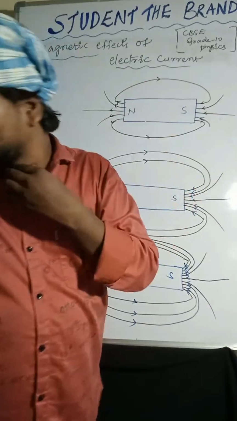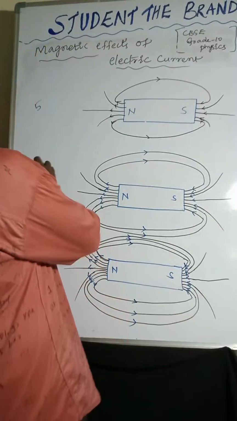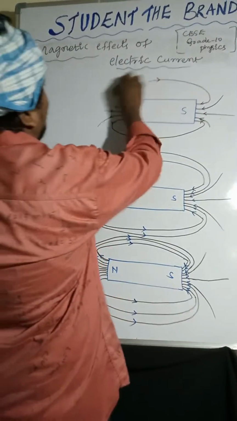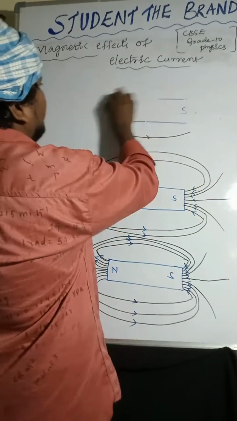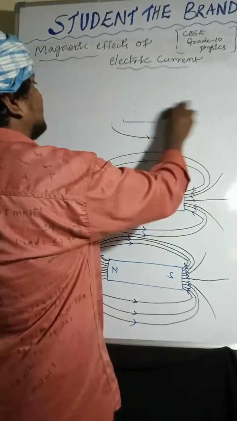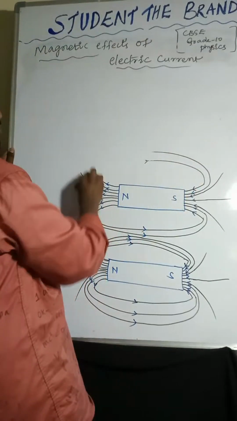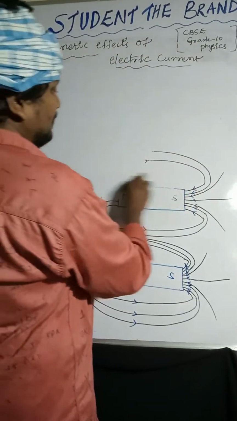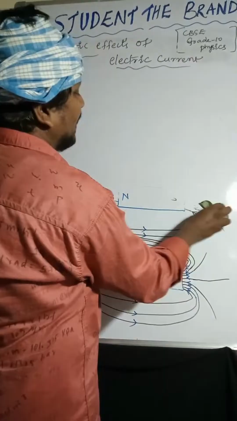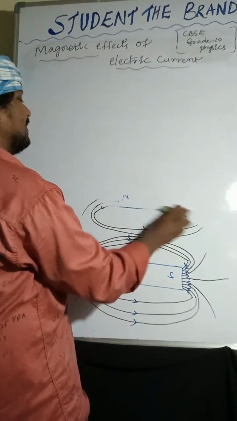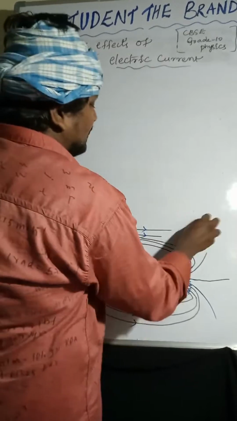Yes or no? So next we will discuss the loop, if the current is passing through the conductor. As I said in the previous concept, if the current is passing through the straight conductor, the magnetic field will be produced around the current carrying conductor. Yes or no?